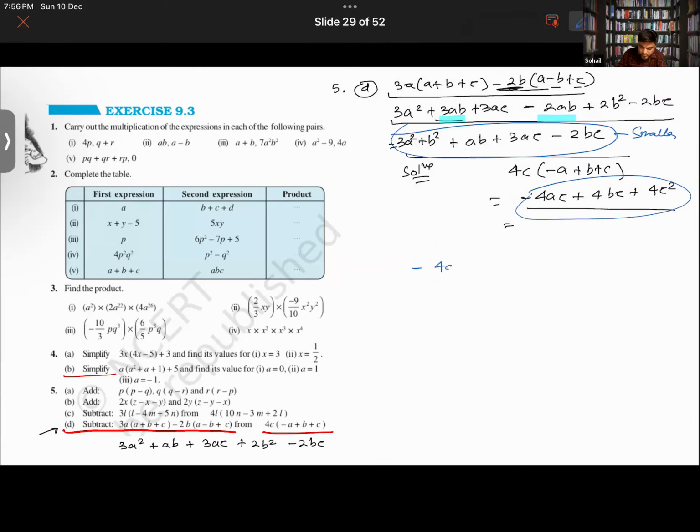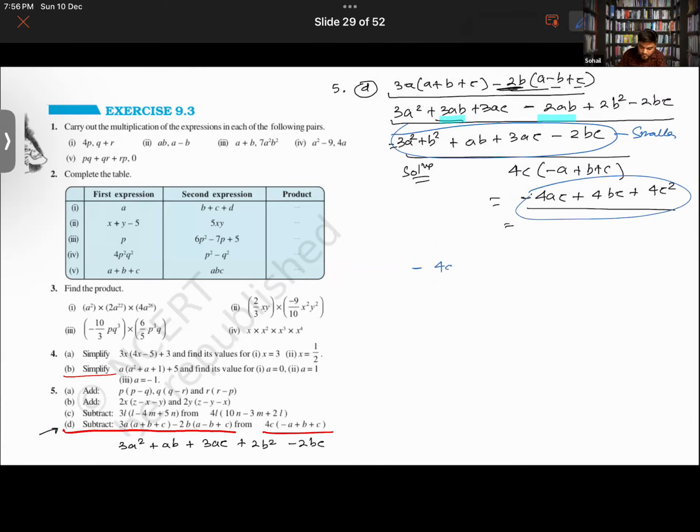Ye bhi humne is expression ko simplify karke likha hai. Right? Okay. Minus this. Iski simplified form ye thi. So that will be minus 3 square plus b square plus ab plus 3ac minus 2bc. So let's quickly do this one. So that will be minus 4ac plus 4bc plus 4c square. Simply humne minus ke saath sabko multiply karna. So that will be minus 3 square.